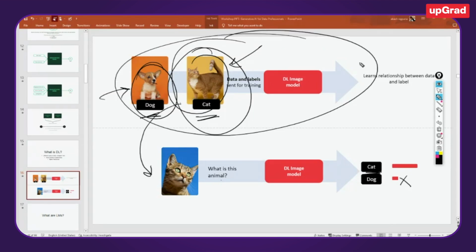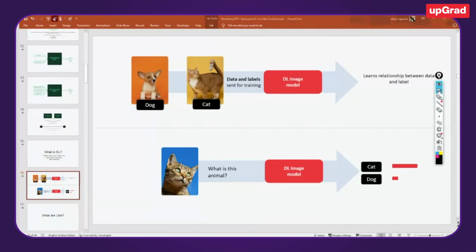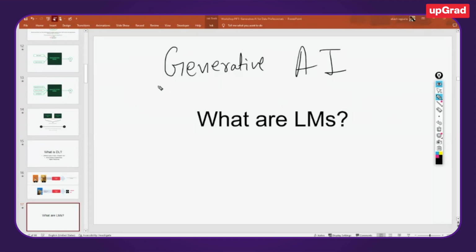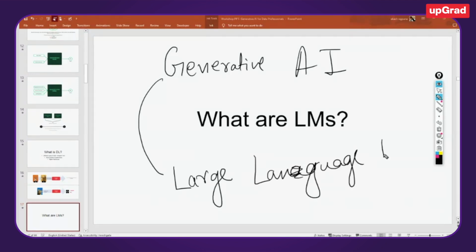This process is called learning. You give the data and the machine learns from it. You don't give the rules for it. Coming to the next part now, what are language models? What is LM? In this complete session we are going to talk about generative AI. Generative AI also has one name, that is large language models. Now, what do you mean by large language models?